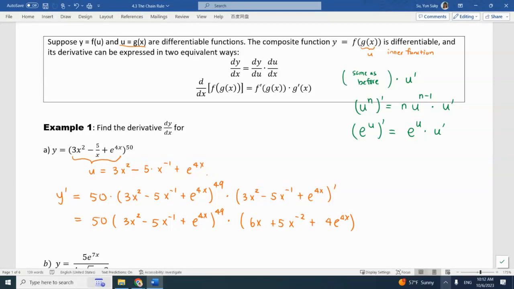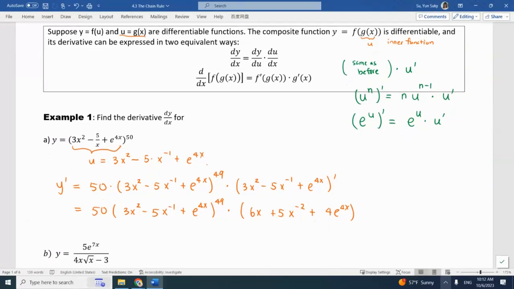Okay? So we figure out the u, then we use the correct rule, chain rule. Okay? But when you read the u, don't write down the letter u, write down what exactly the u is. So far, so good, everybody? Yes. We will do a lot of examples today.